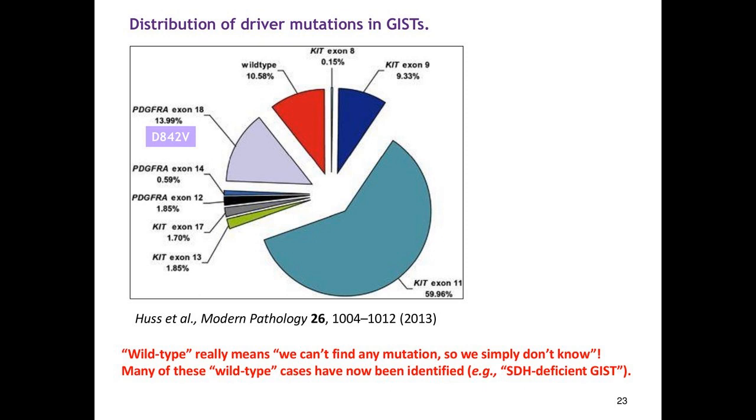Gradually, that red pie on the pie chart is shrinking as we identify more and more of these very rare mutations in occasional GISTs. For example, some of you have heard about SDH-deficient GIST due to mutations in a gene called SDH, and that would be a small slice, a component of that red pie on the pie chart.